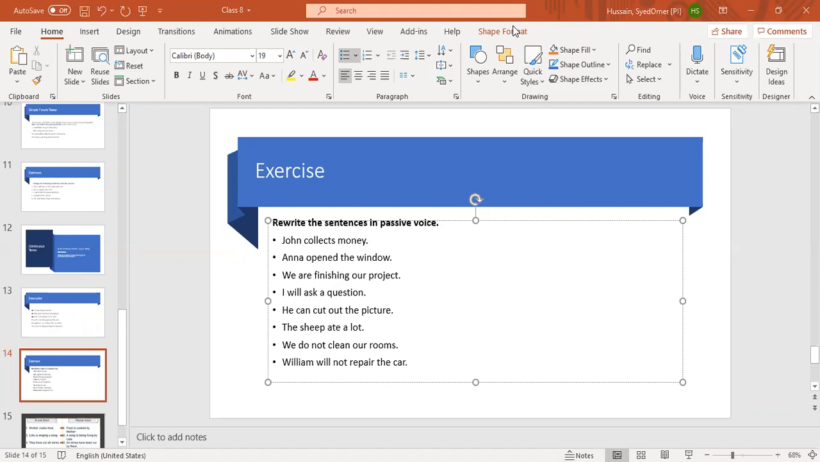The last one. Okay, Fatma. I've unmuted you, Fatma. Yes, teacher. Now I am unmuted. William will not repair the car. It is simple future, and the car will not be repaired by William. Very good. Now, students, all of you, today we have to read till here.